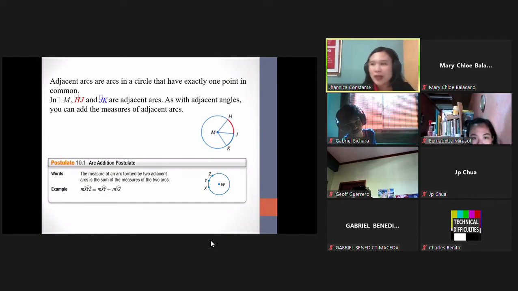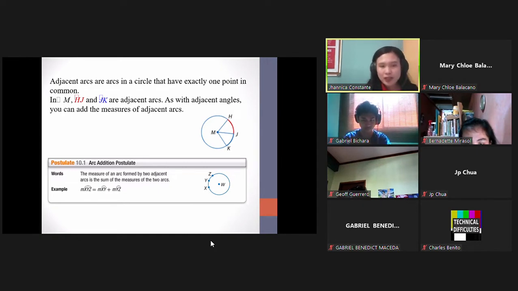So when we find the measurement of the arc XYZ, radius YW is the adjacent radius of these two arcs that we have. So we're just going to add arc YZ and arc YX. That is what adjacent arc is. We get the sum of the two arcs that are being combined by the adjacent radius.